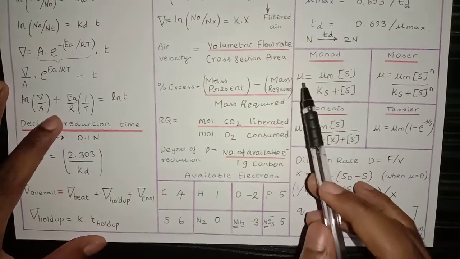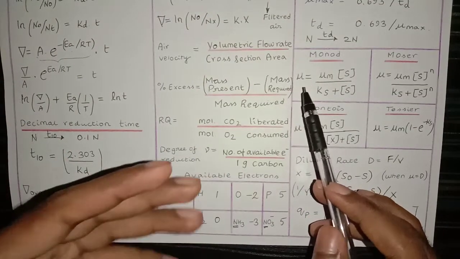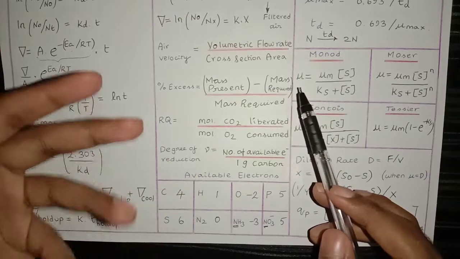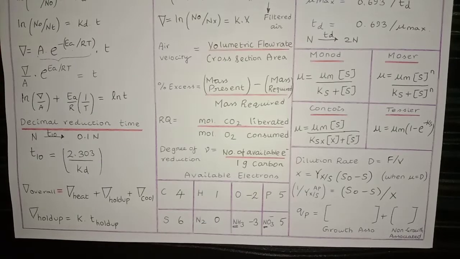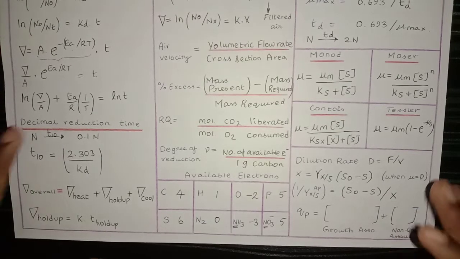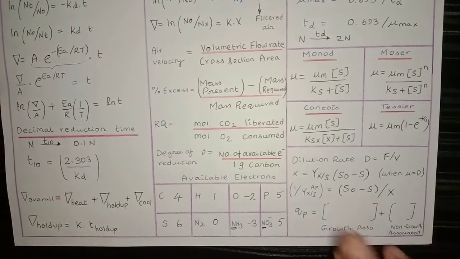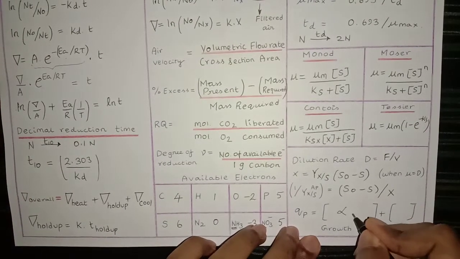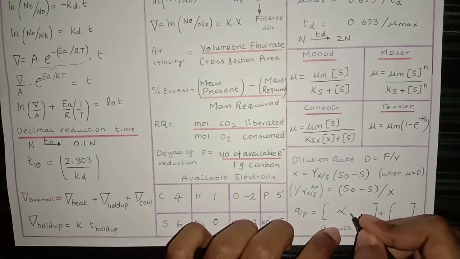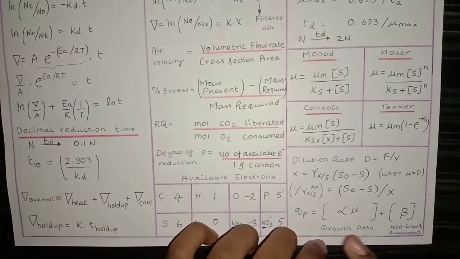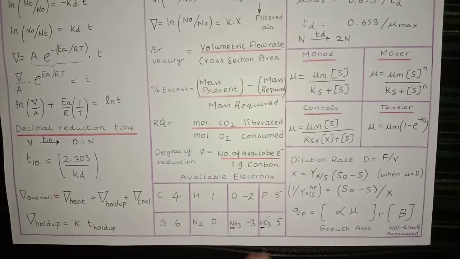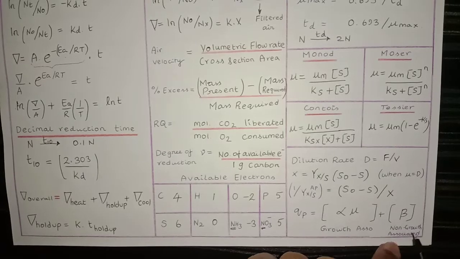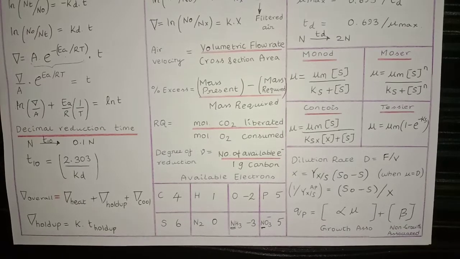Similarly, mu is the parameter which denotes the specific growth rate of cells. We have something called QP, that is the specific rate of product formation, which is given by two terms, alpha mu plus beta, where alpha mu denotes the growth associated product formation and beta is for non-growth associated product formation.